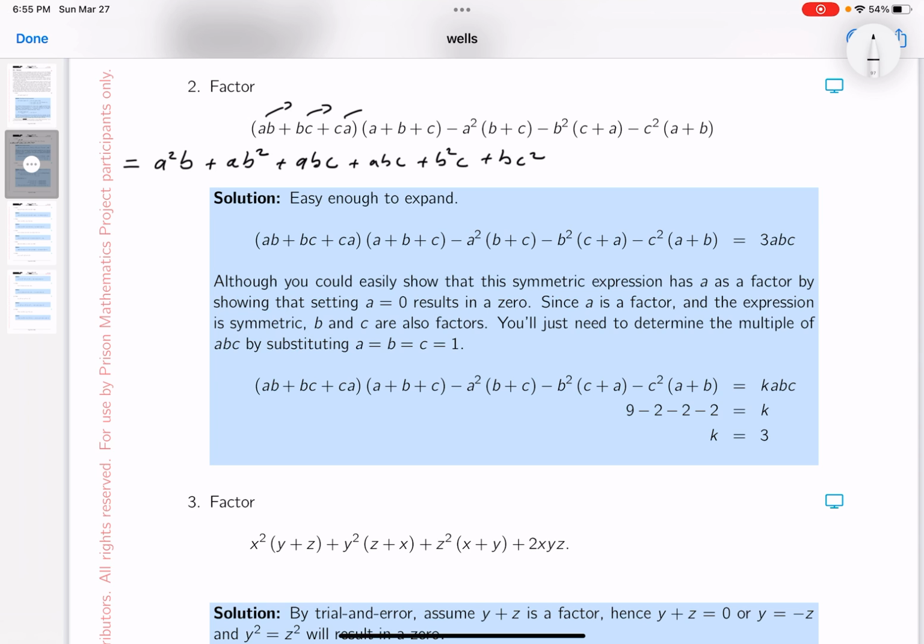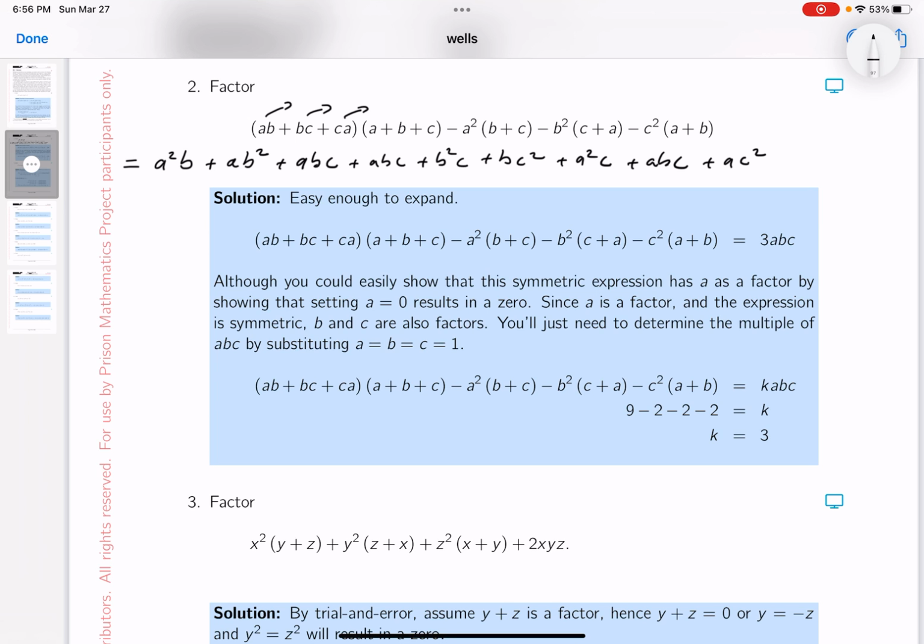A lot of work, right? Distribute this across now. What do you get? Let's see, A squared C. And then you're going to get ABC. And then you're going to get AC squared. All right, this one's done. We'll go to the next one. What's the next one going to be?